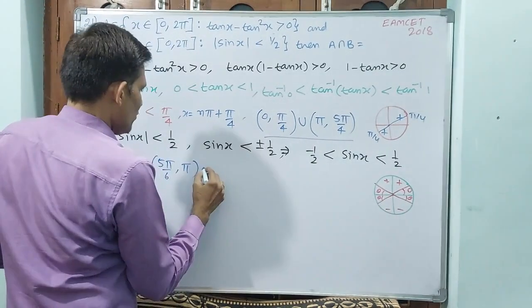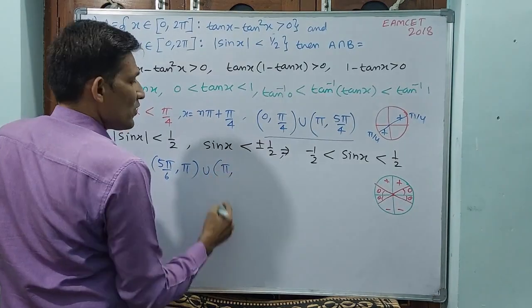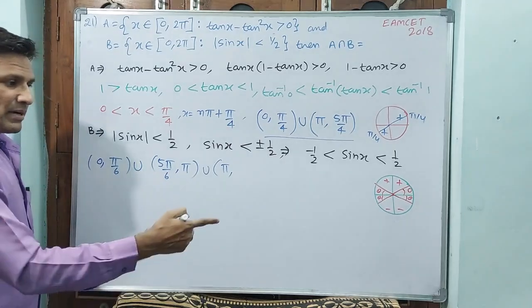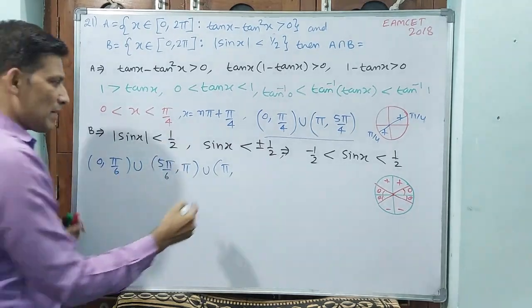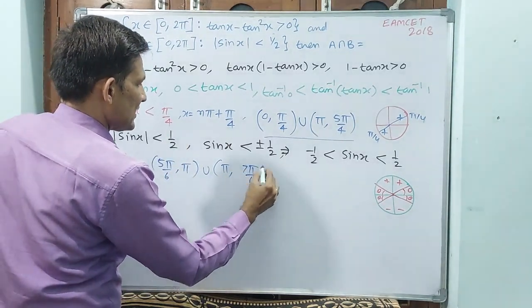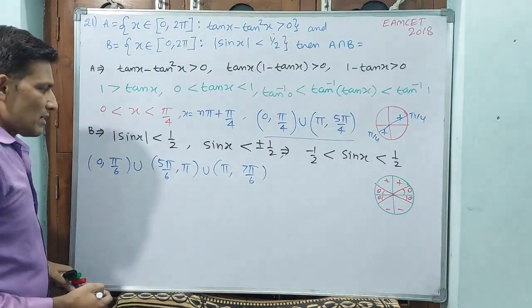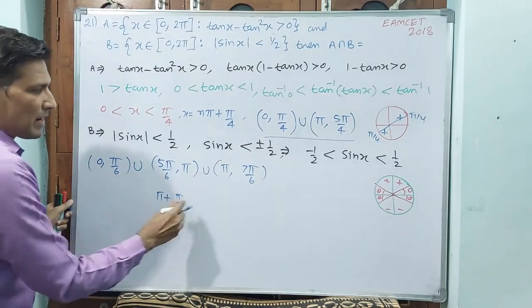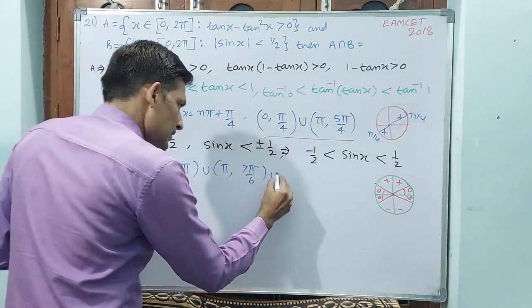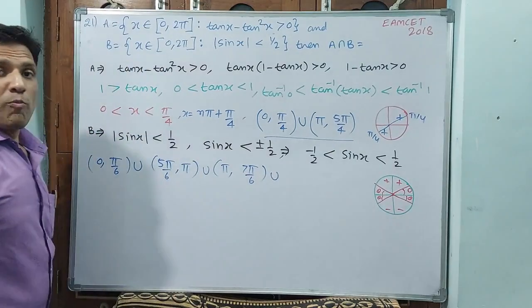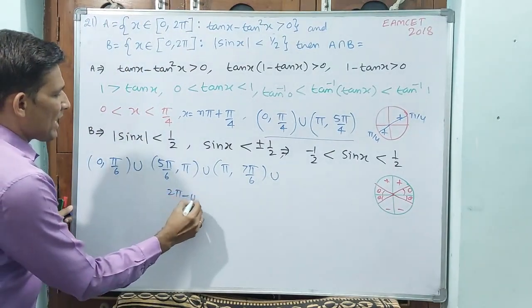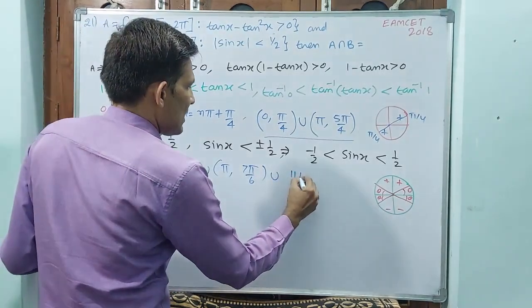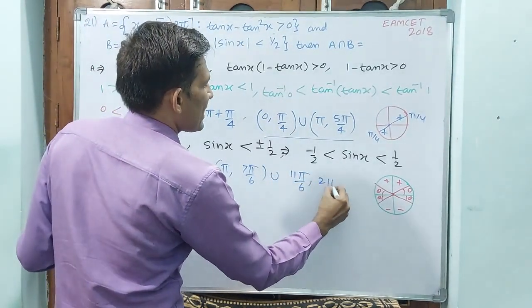Also this union, again pi to pi plus pi by 6, that is 6 pi plus pi, 7 pi by 6. Why? Because pi plus pi by 6 is 6 pi plus pi, 7 pi by 6. Okay? Union, one more value is there: 2 pi minus pi by 6. 12 pi minus pi, 11 pi by 6. That is 11 pi by 6 to 2 pi.